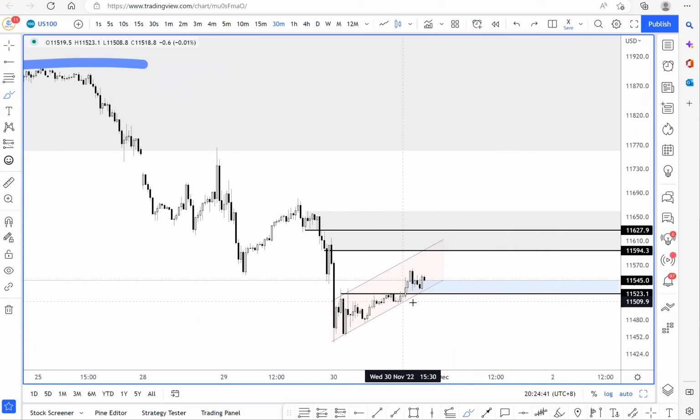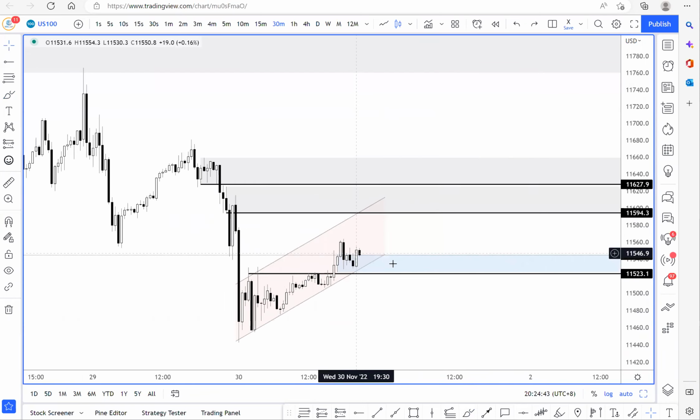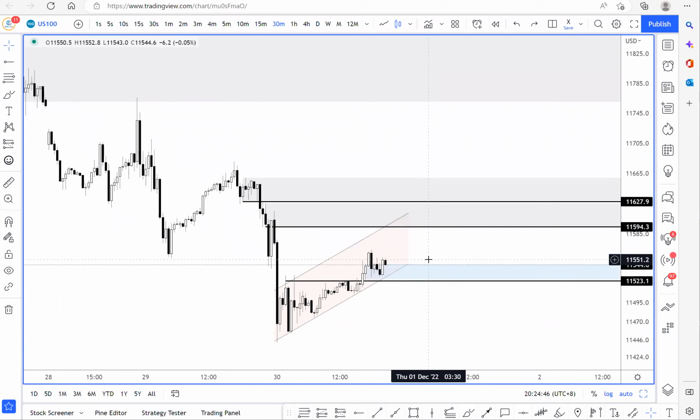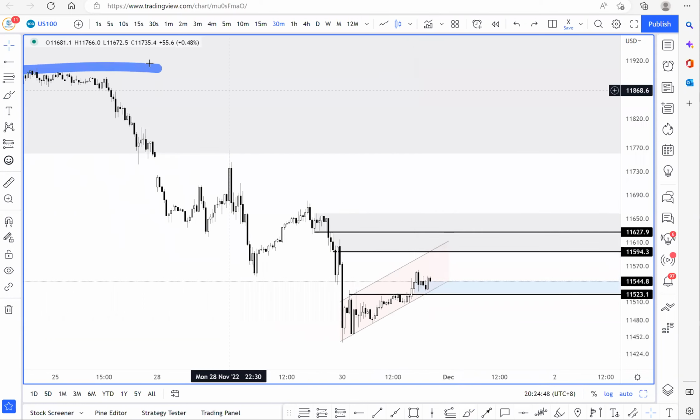Right now, it isn't in a really nice level. You can see that prices are basically moving sideways on the 5 minutes. Okay, let's take a look at pound dollar.